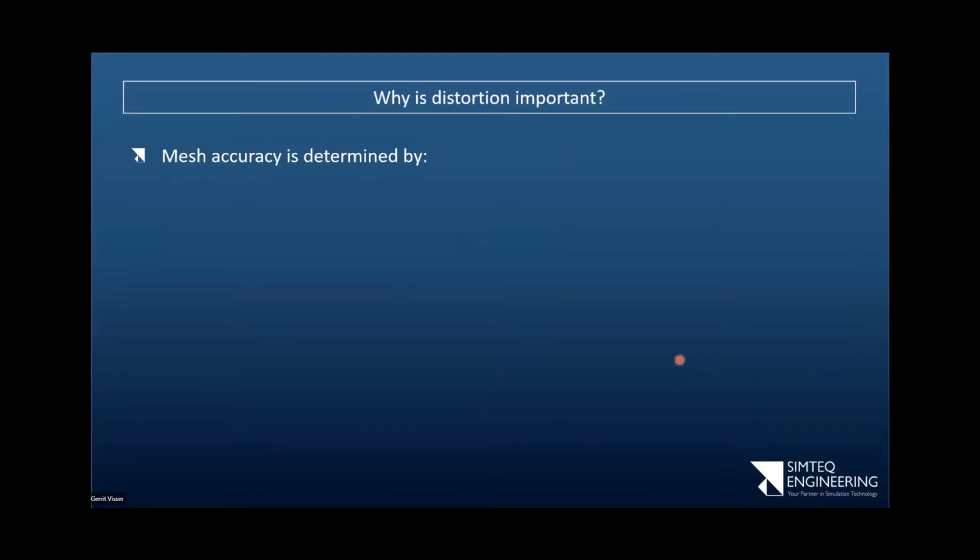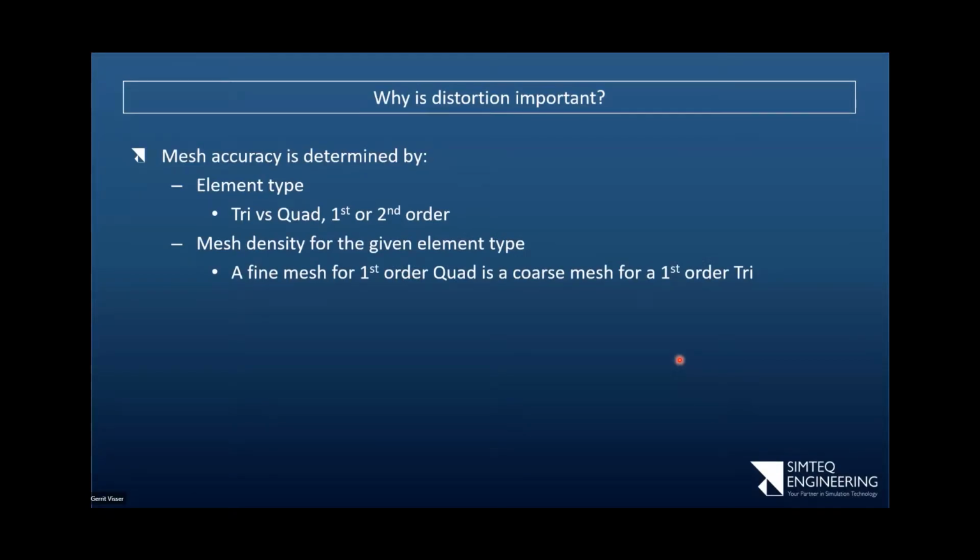Okay, so why is distortion important? Because the mesh accuracy is determined by the element type, whether we're looking at, for example, tri-quad elements or TET or X elements, whether the element is first or second order, possibly even higher order, but also the mesh density for the given element type. So that said, if I pick a tri-mesh, I have to mesh a lot finer for the same accuracy than the quad mesh. And this means that effectively the mesh density for the tri-mesh, even if it's a lot finer for the same accuracy, there's a certain level of accuracy related to this.